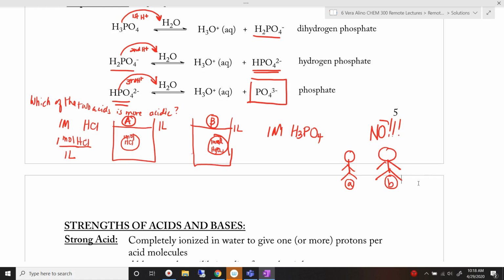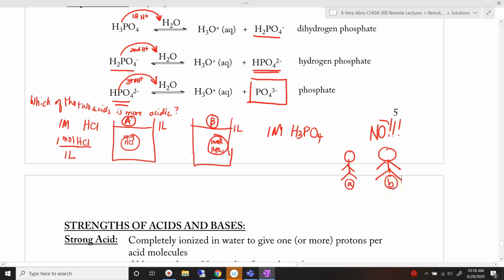And so it's really funny how we started in this class to generalize everything. We categorize them according to their families, and we have predicted their trends, and then eventually we learn to appreciate the individuality of each of these compounds. So what is the strength then? There are acids that are strong acids, and there are also acids that are weak acids. So what makes an acid strong and what makes an acid weak?